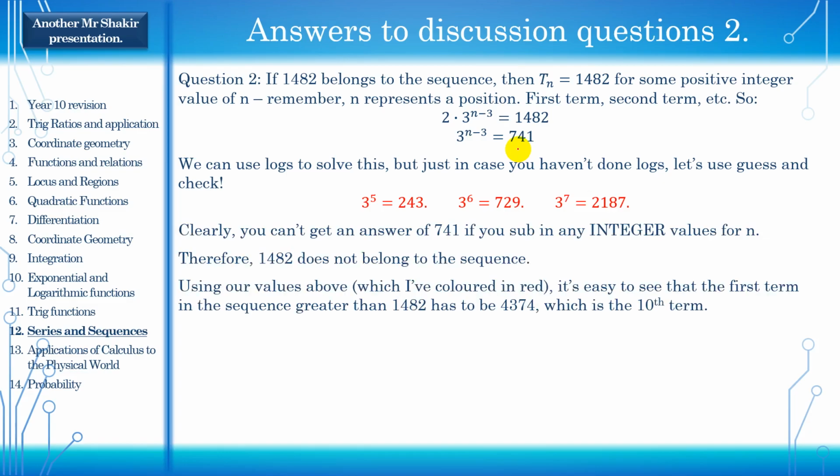Alright, now using the values above, it's easy to see that the first term of the sequence greater than 1482 has to be 4374, which is the 10th term. Again, just use guess and check, and you'll see it. Question 3, subbing in the 3 terms and adding gives us an answer of 1. Just sub it into that algebraic equation, and that's really all it is.